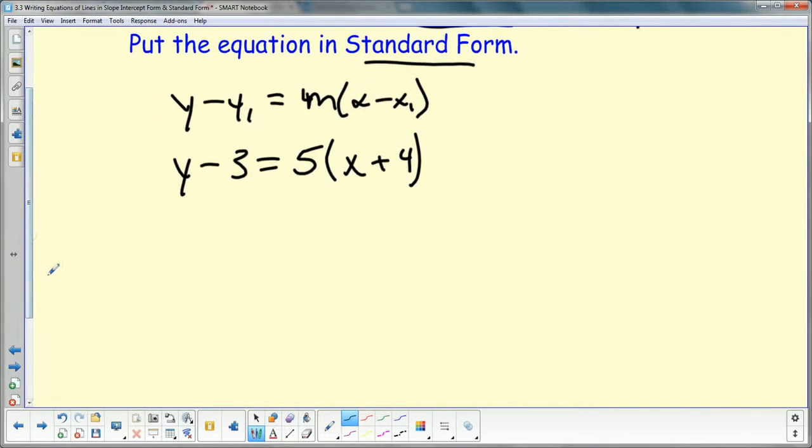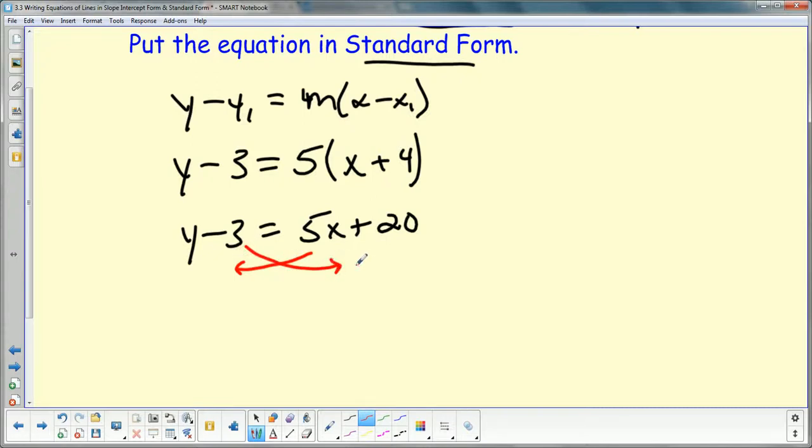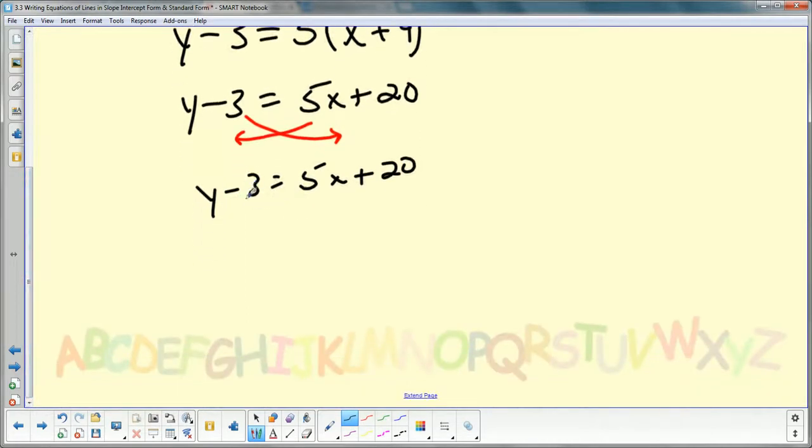Okay, same idea as when we were doing slope-intercept form. I'm going to say y minus 3. I'm going to distribute my 5, so 5x plus 20. And now remember, we want the x's and the y's on the same side. So in other words, I need to bring this x over here, and at the same time, I need to bring that -3 over there. So to do that, I'm going to rewrite my equation here. I want to get rid of that -3, so I'm going to add 3 to both sides. Okay, so I'm going to add 3 to the 20 as well.